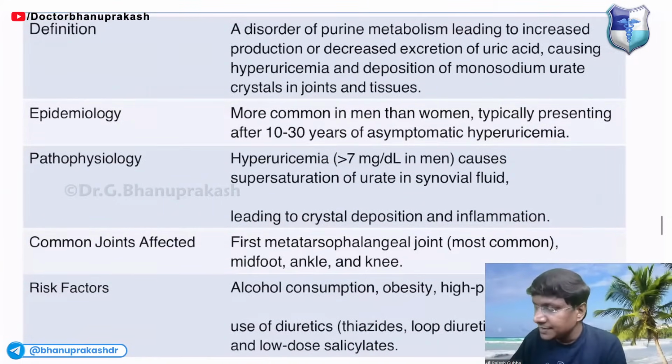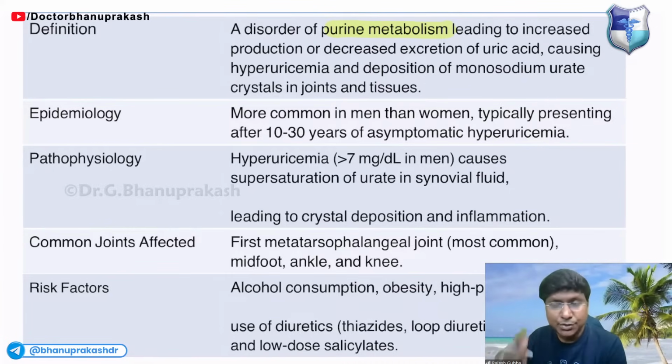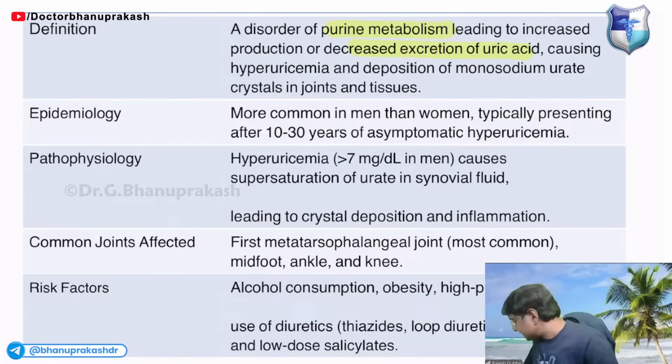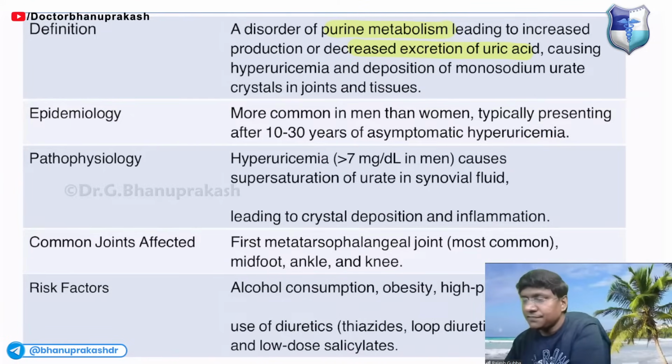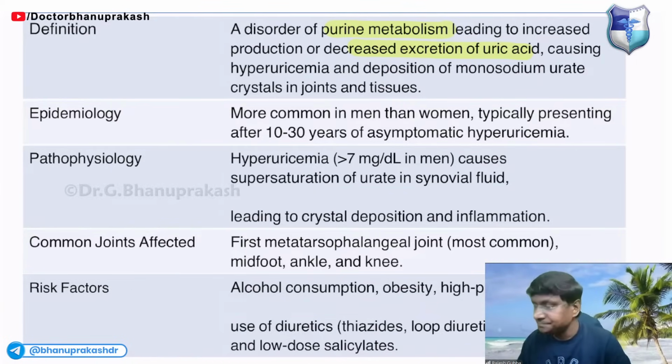So gout is a disorder of purine metabolism, and that will lead to increased production of uric acid or maybe decreased excretion of uric acid. So basically, what is the problem here? The problem here is the levels of uric acid are increased, right? Why are the levels of uric acid increased? Either because of increased uric acid synthesis or decreased uric acid excretion.